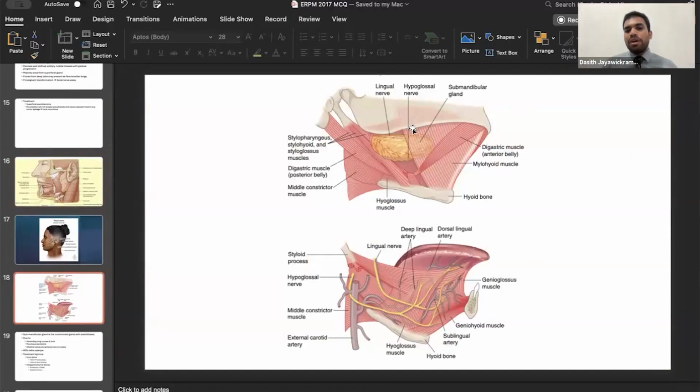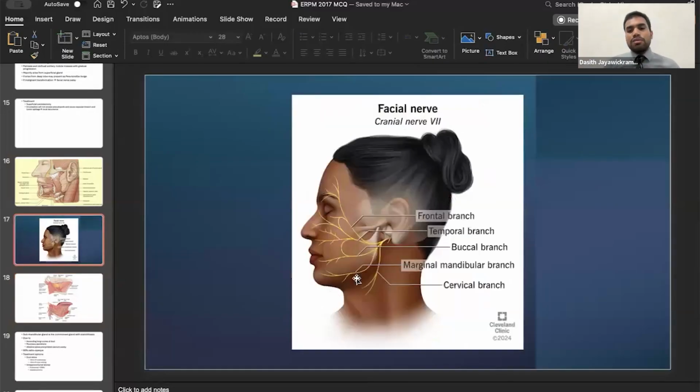The submandibular gland will be around here. Now this is the submandibular gland. So the lingual nerve and the hypoglossal nerve are in near vicinity with the submandibular gland. So all these three nerves are in near vicinity, and in the surgery we should be careful not to damage them. Okay.